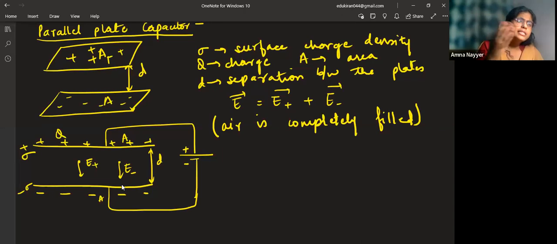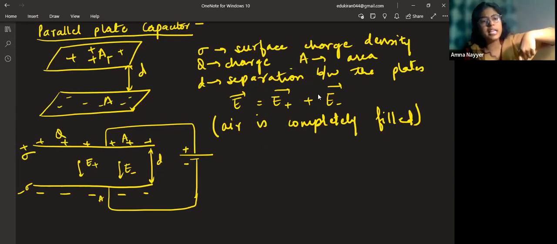Whether it's going upwards or downwards is not important to you. What is important is whether they are in the same direction or in opposite directions. Why? Because then the net electric field will be the addition of the two. Had they been in opposite directions, you would have subtracted. Right now, both of them are in the same direction. Why is plus E in the downward direction? Because this is moving away. And why is negative E in the downward direction? Because it is moving towards the negative charge plate. Plus E because of this, minus E because of this.